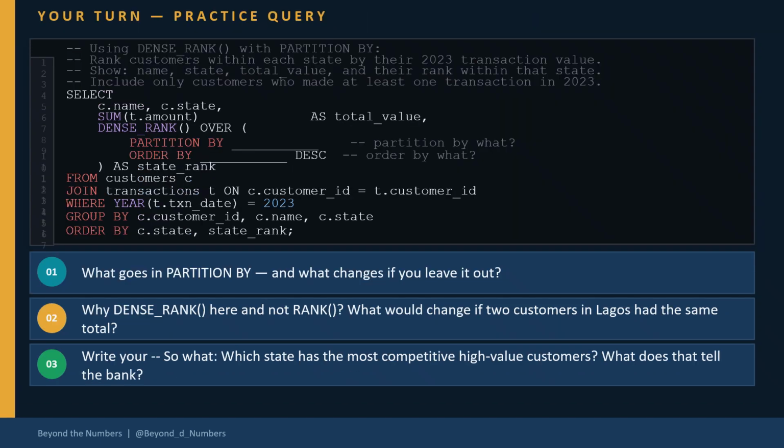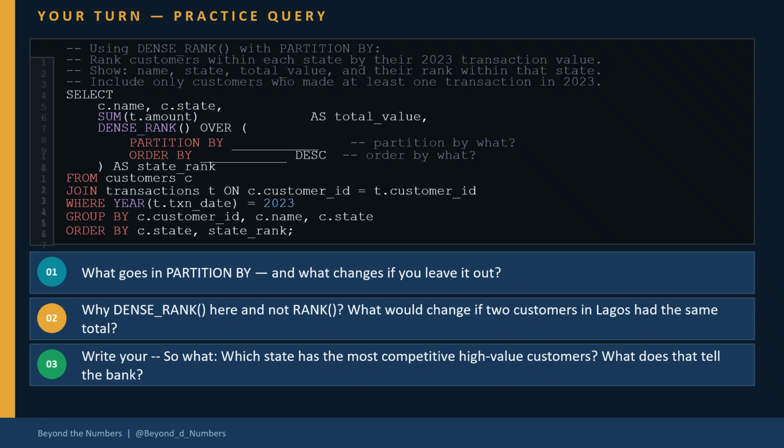Now it's your turn. The task here is to use DENSE_RANK and PARTITION BY to rank customers within each state by their 2023 transaction value. You're going to show the name, the state, the total value, and their rank within that state. So there are two gaps for you to fill in the OVER clause. First, what goes in PARTITION BY, and what happens to your result if you remove PARTITION BY entirely. The second one is why DENSE_RANK and not just RANK. What will change if two Lagos customers have exactly the same total value?